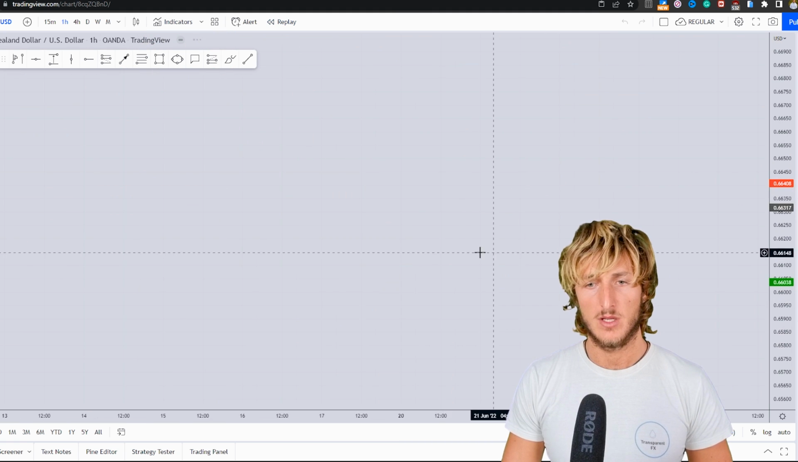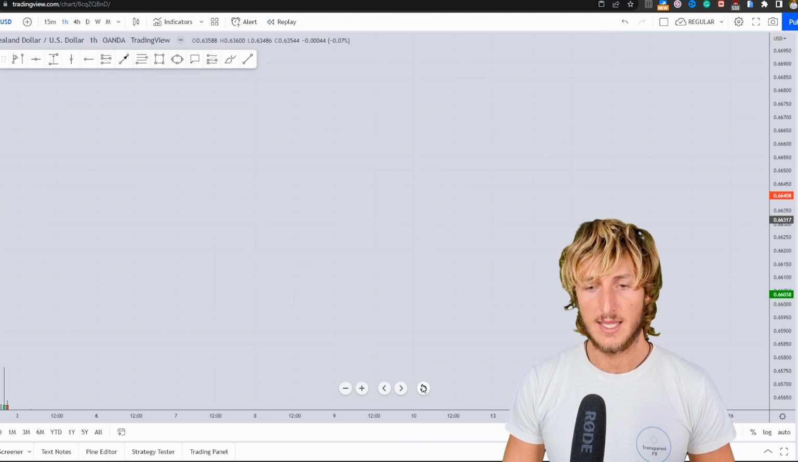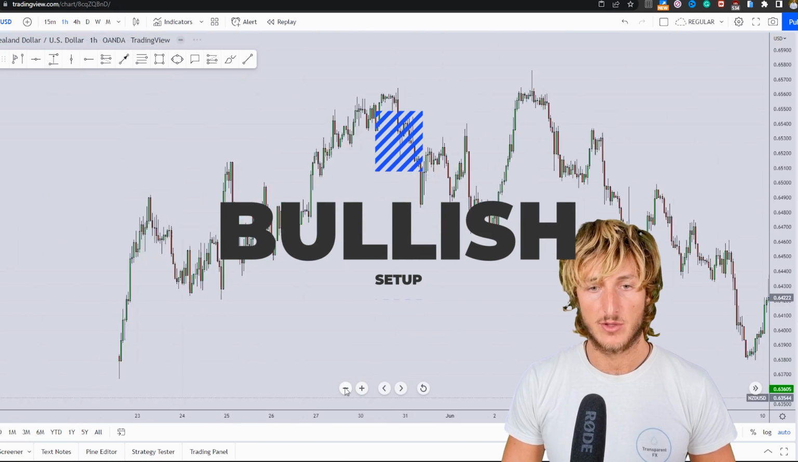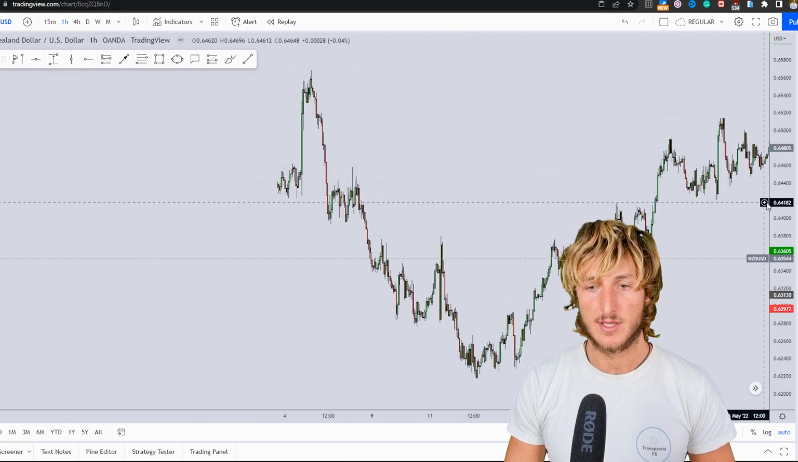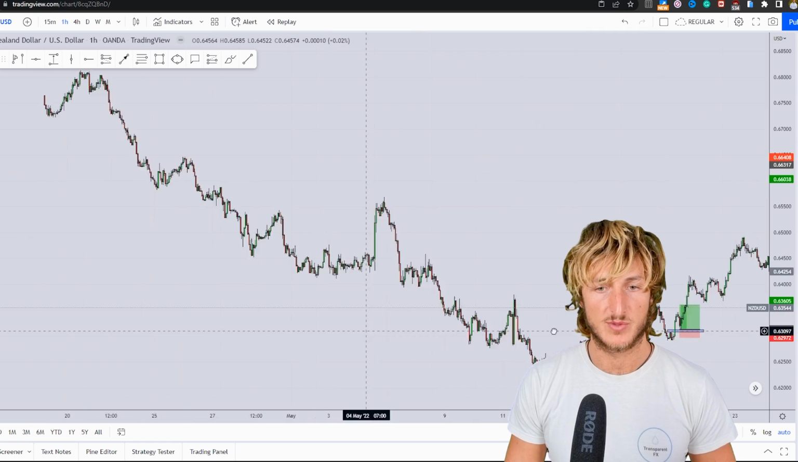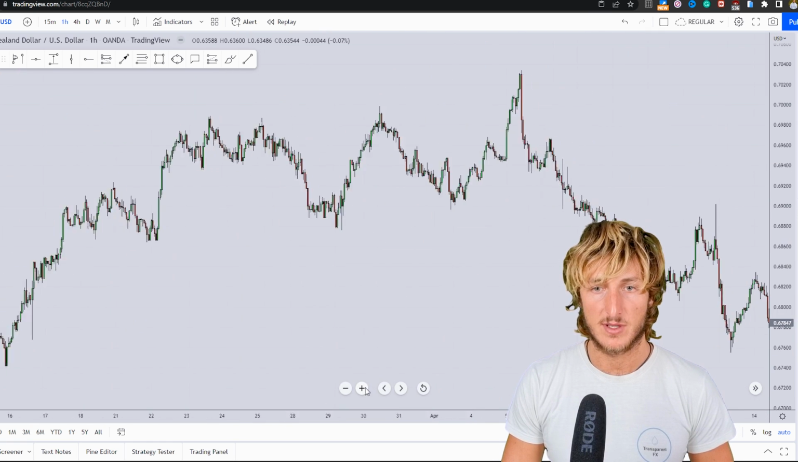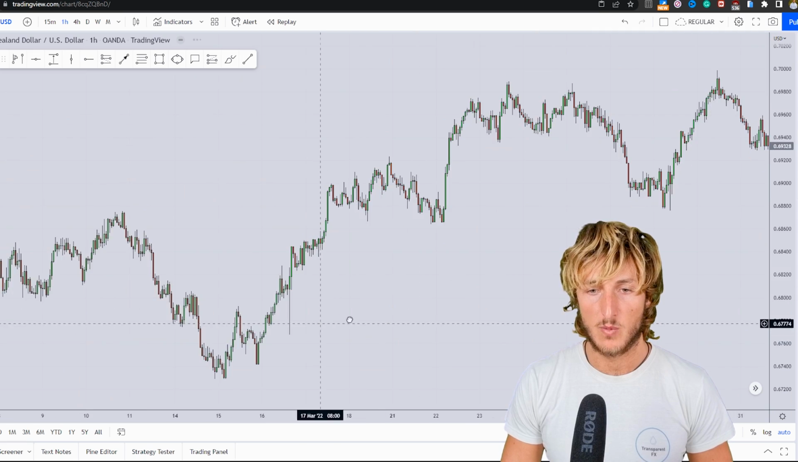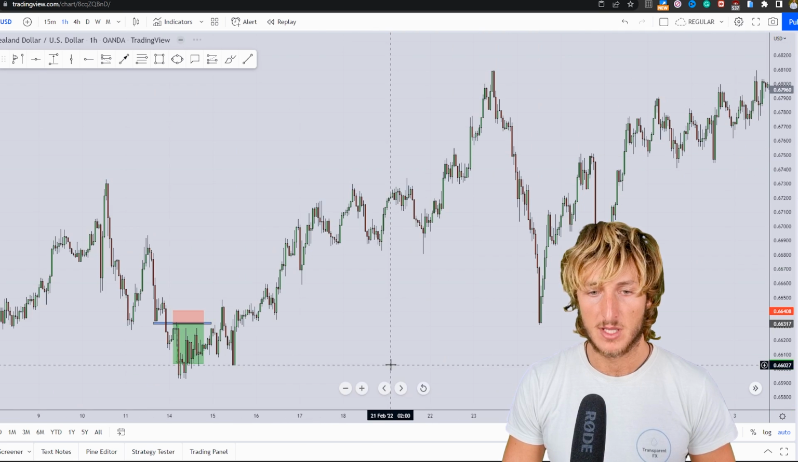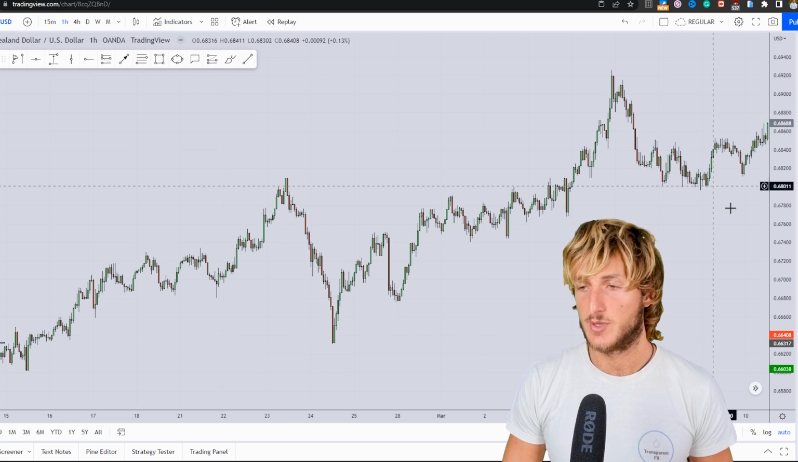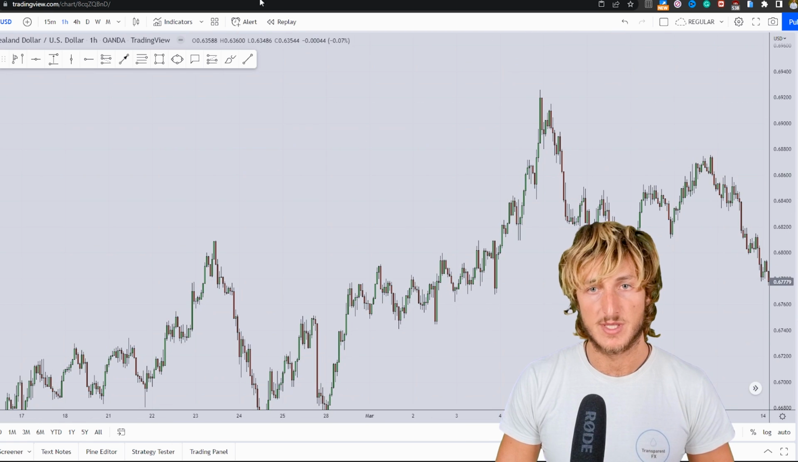Now, I just want to show you also an example of a bullish setup here, because I don't want to speak only about this. I don't only want to speak about the bearish setup. I also want to find a bullish side. Specifically, I want to go back to the one that we had just before, that we were speaking about also when I was speaking about structure, which was basically this one here.